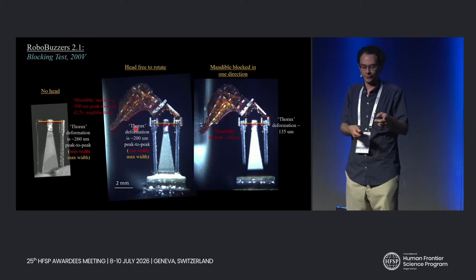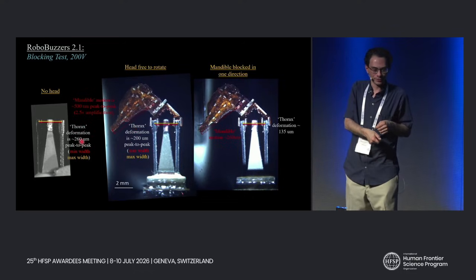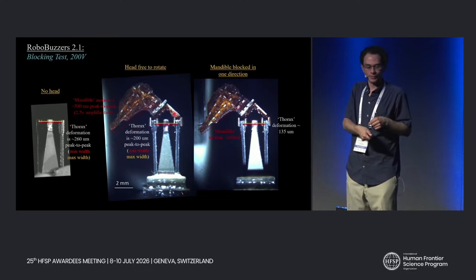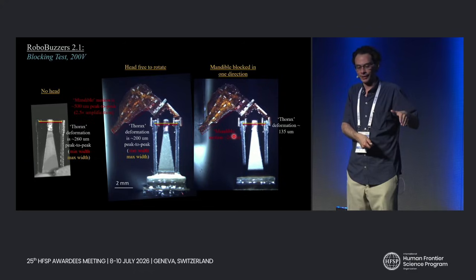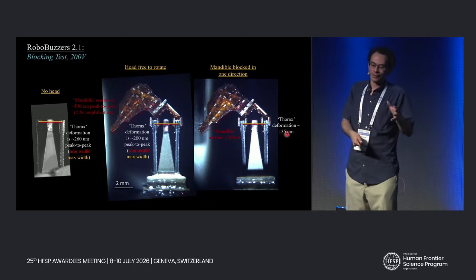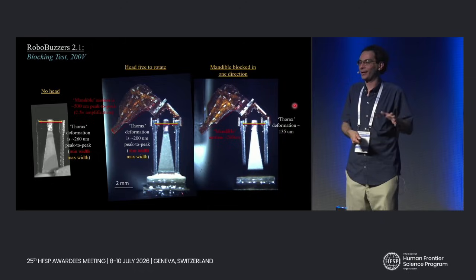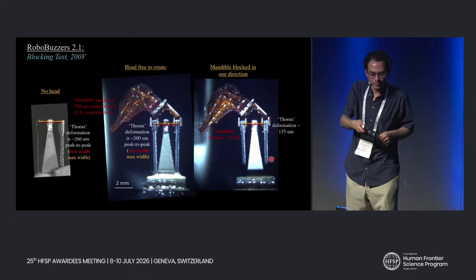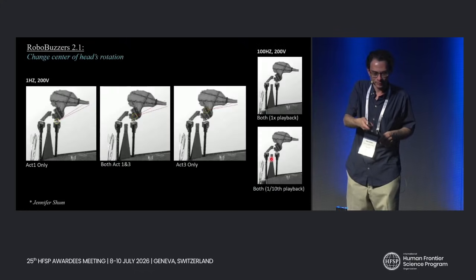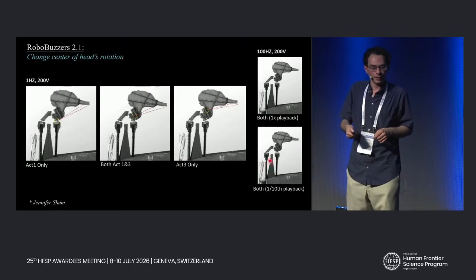So on the left, you'll see the actuators moving without the head. Then we attach this head on. It's still moving not too much less. And then if we block half of its motion, we get half the mandible motion. The thorax motion is not halved, but the whole device is shifting a little bit. So we think it's not too bad. Better than the other version. And then we can start testing them more thoroughly.